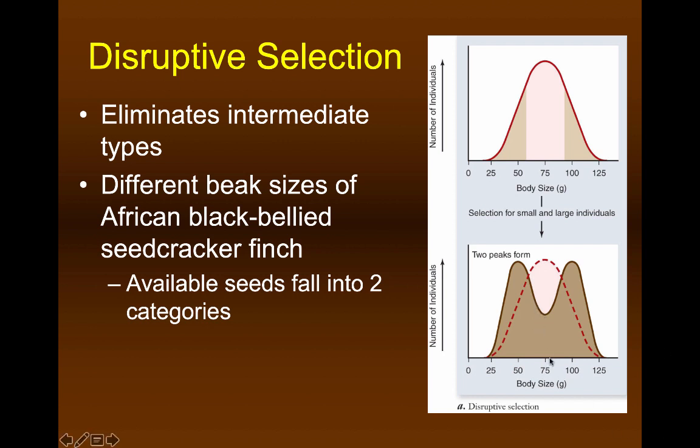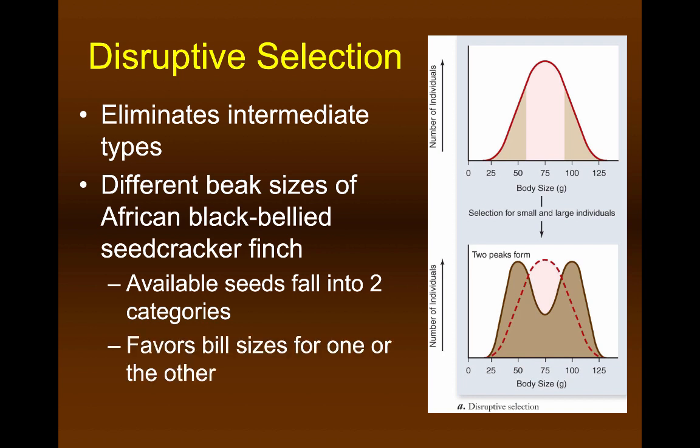If this becomes extreme enough, if this drop in the middle goes down far enough, you could actually have a split of this one species into two separate species. One species with a big beak, the other one with a small beak, and nothing in the middle, so they don't overlap anymore. In that case, you have a speciation event occurring.